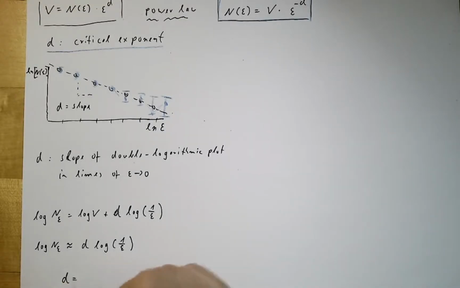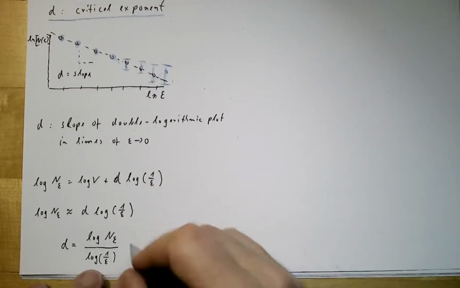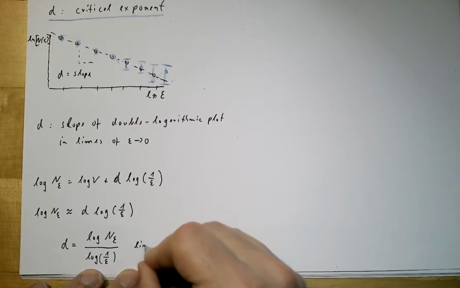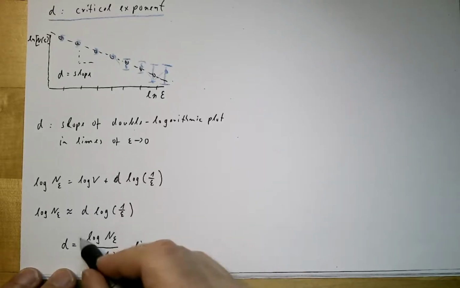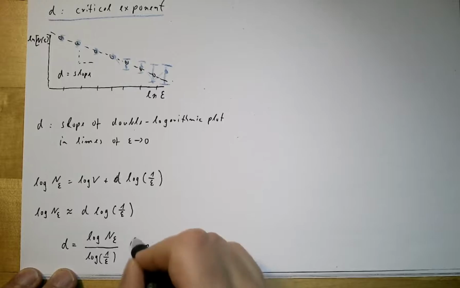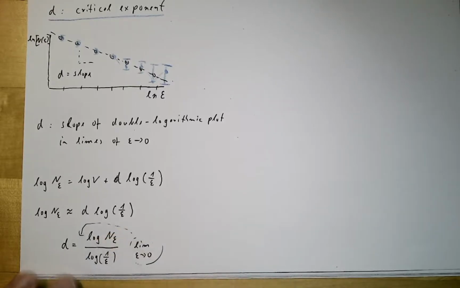And then we get a formula for the dimension. The dimension is given as the logarithm of the number of scales I need divided by the logarithm of 1 over epsilon. And actually I forgot to write down the limit, limes. In the limes, epsilon goes to 0, and actually this limit should be here. Usually we write this limit before, but I just forgot to write it.